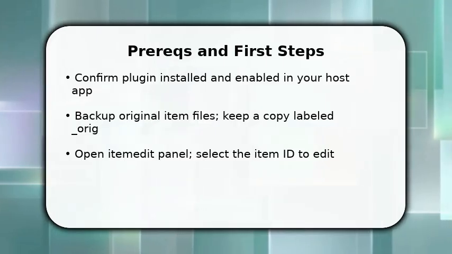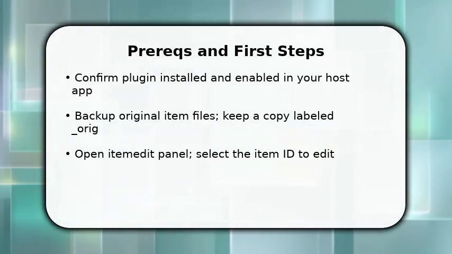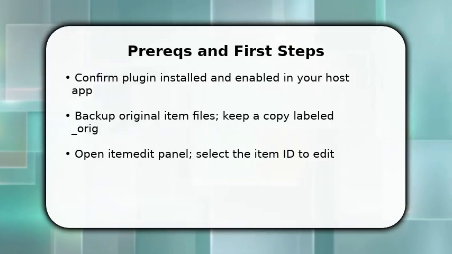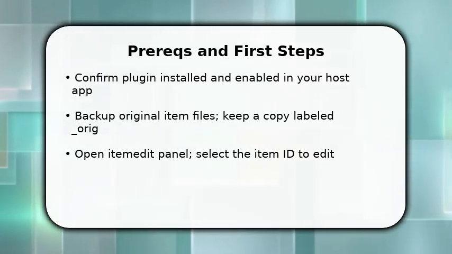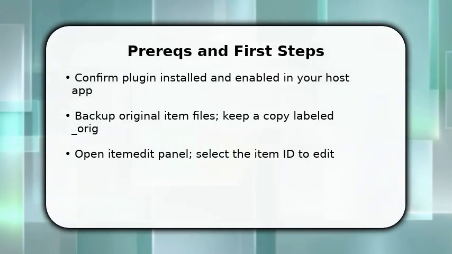You already installed Itemedit and backed up files. Now begin. First, open the host application and navigate directly to the Itemedit panel. Once there, pick the specific item ID you want to change and load its current data.